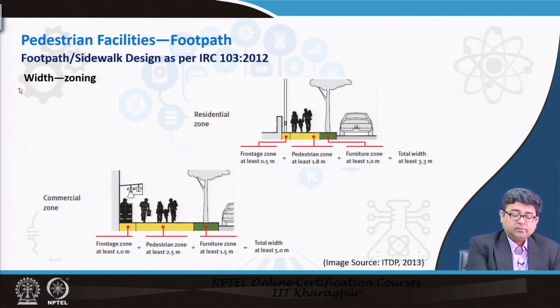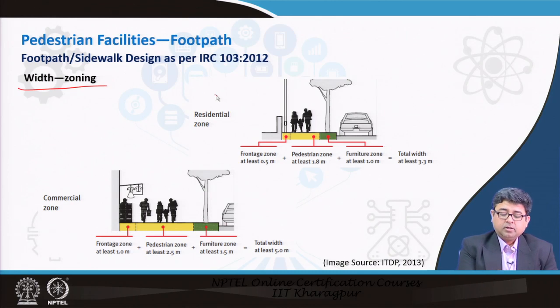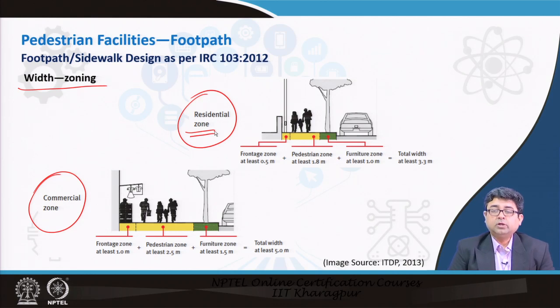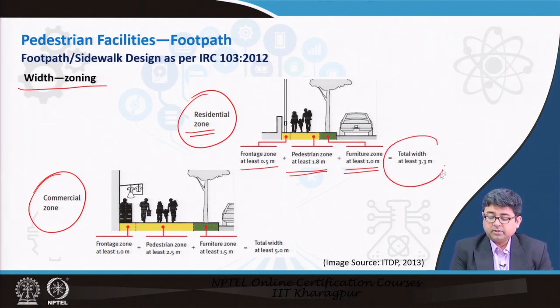Now, it also says that the width of the sidewalk depends upon which area you are talking about, which zone you are talking about. So, when you are in a residential area, what IRC recommends is that you have at least 0.5 meter of frontage, because in a residential area there are not many stores or shops, so you do not require a whole lot of space for your frontage zone. Have at least 1.8 meter of pedestrian zone, and then you have a furniture zone of at least 1 meter. So, a total width of at least 3.3 meter that we are talking about.